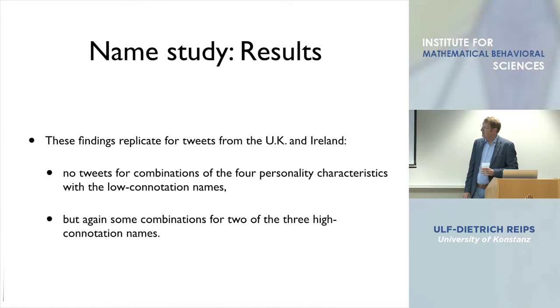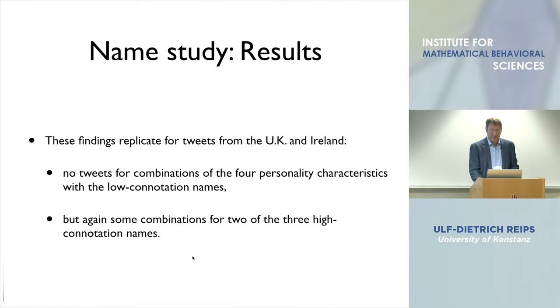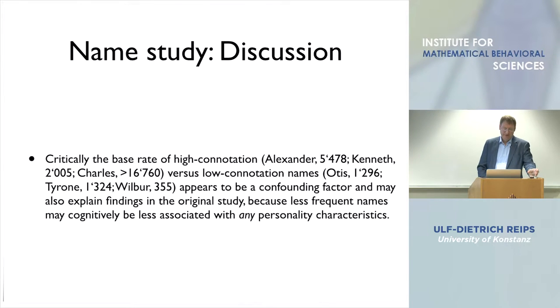It all replicated for the UK and Ireland. There were no tweets for the combinations of the 4 personality characteristics with the low connotation names, but again, some combinations for 2 of the 3 high connotation names. But as was just asked, I guess that's where you wanted to go.